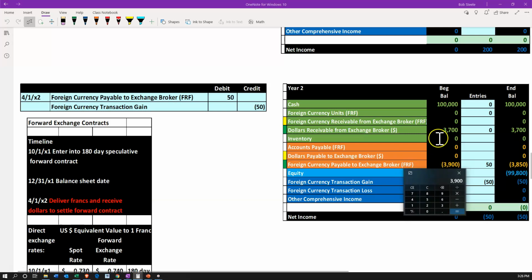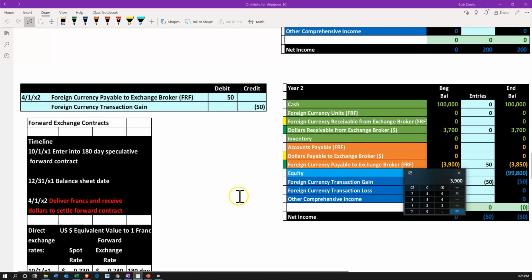And you can see the difference right now. That's why we had a loss before, because we're going to get the dollars up here in dollars, which is 3,700. And down here, we're going to pay francs, which are worth 3,900. So we're paying more in terms of dollar valuation than up here. That's why we had a loss. So now let's revalue it again and see if we're getting into a better situation.